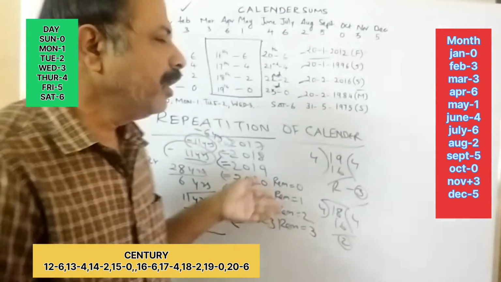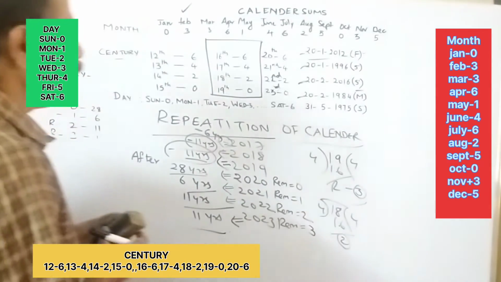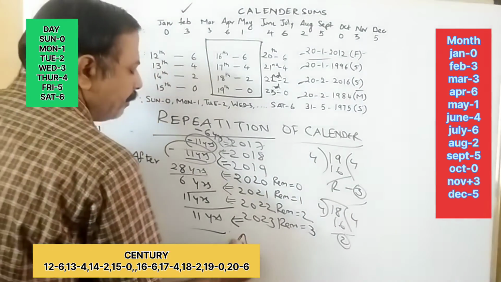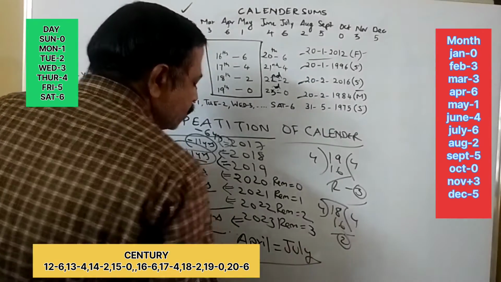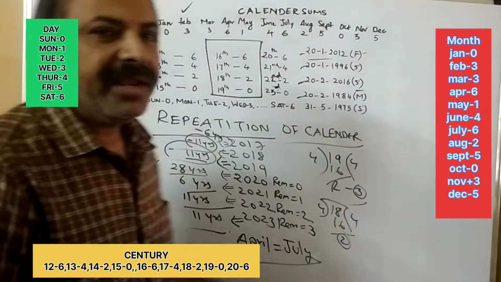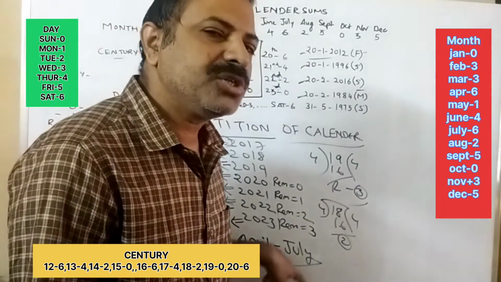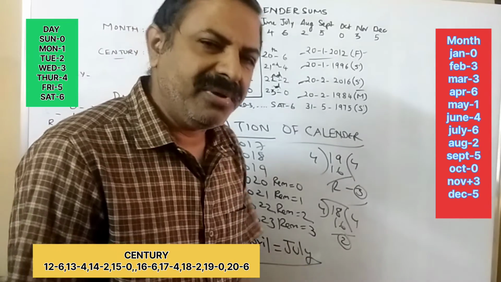Now we have checked which month and which month of the calendar remains same. One more point is that, friends, April month is same as July month in any calendar. April month of the calendar will be same as July. April 5th is Tuesday, July 5th is Tuesday. April 9th is say Wednesday, July 9th will be Wednesday.